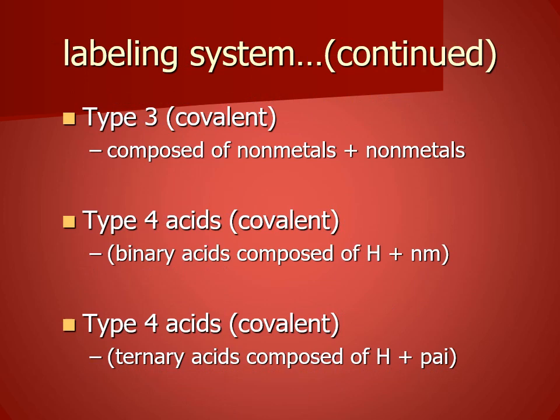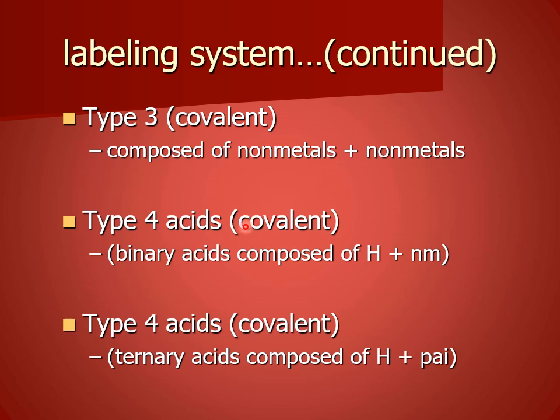The rest of his system is the type 3 compounds, which are all of his covalent compounds. And all of his covalent compounds are pretty simple, and they are nonmetals combining with nonmetals. So that'll be pretty easy to figure out, like carbon dioxide, CO2, carbon monoxide, CO. Those are examples of type 3 compounds, and they're very familiar to us.